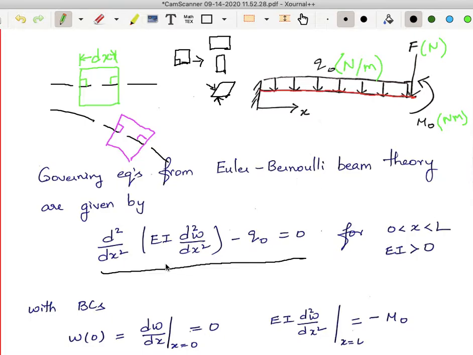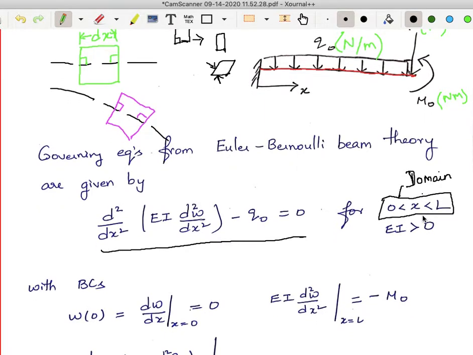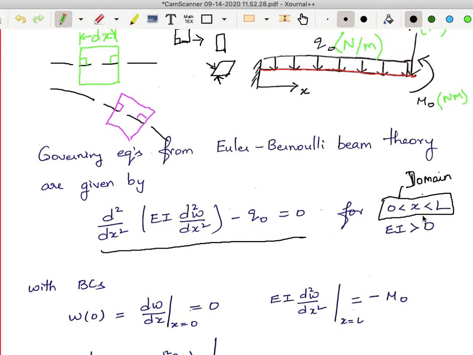So this is the governing equation, and what is the domain? The domain of the problem is 0 less than x less than L. This means this is the region where the differential equation has to be valid. And what are the boundary conditions? At the fixed end, deflection and slope are 0. So W at 0 is 0, and the slope, which is dw by dx at x equal to 0, is 0.